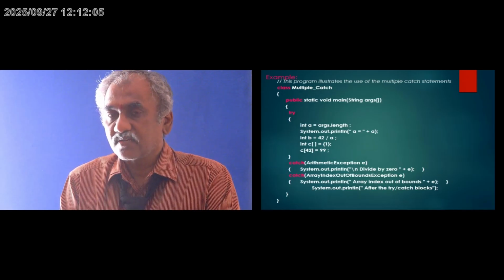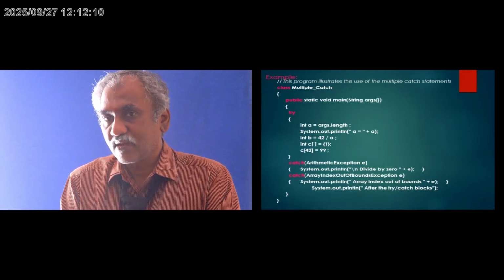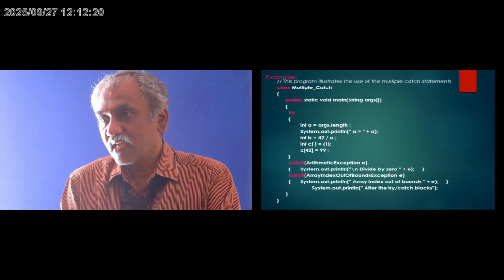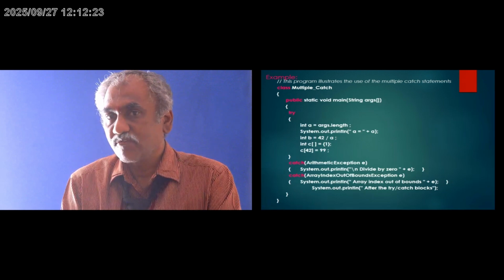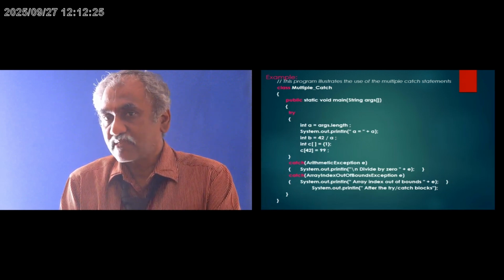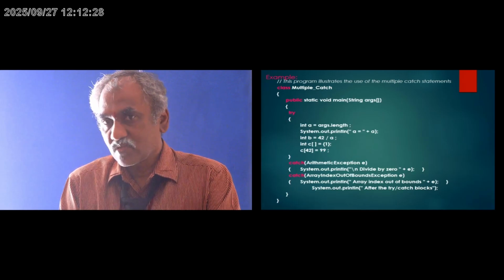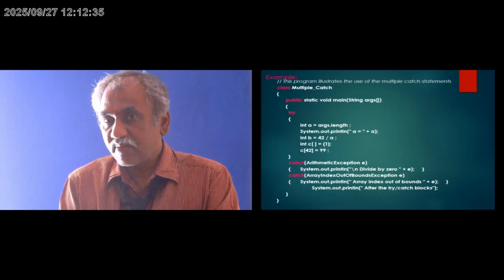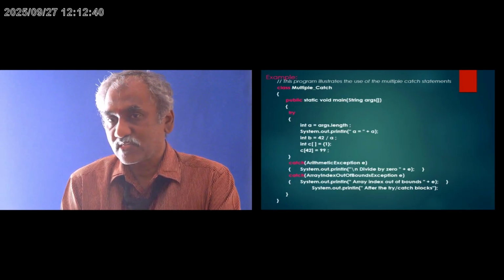Now the fifth line, c[42] equal to 99. I am going to pass 5 elements, so the elements will be stored in locations 0, 1, 2, 3, 4. I am not accessing the 42nd location. So what will happen? That will be an array index out of bounds exception. This 99 would be stored in the 42nd location, which is not possible there.